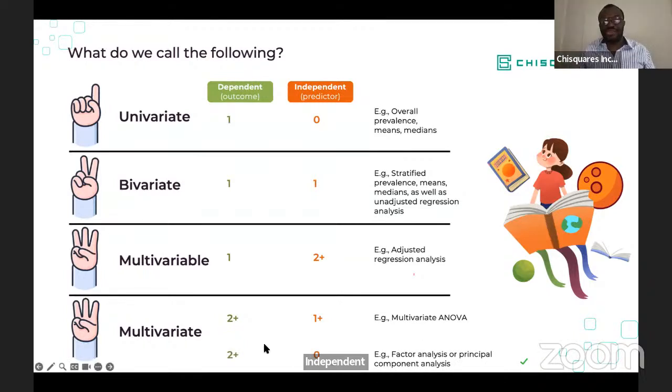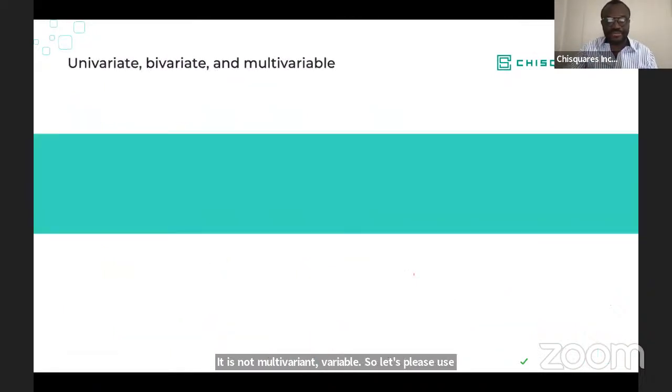It could also mean that you have two or more outcome variables and you have no predictor variable. That means that all the variables in the analysis are on equal footing. There is no one that is an outcome and then the other ones being predictors. They are all outcomes. So think of things like factor analysis or principal component analysis, right? In those cases, you don't have a predictor per se. They are all outcomes and you could have 10 or 15 of them, but definitely two or more. So bottom line is that when you have one outcome and multiple predictors, it is not multivariate, it is multivariable. So let's please use the proper language when we're writing in our papers.